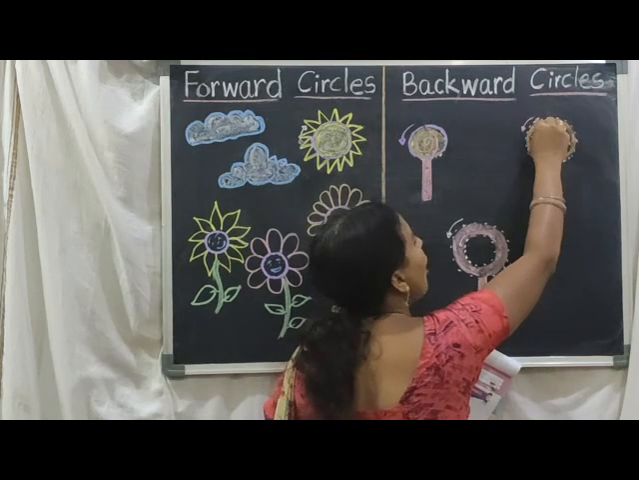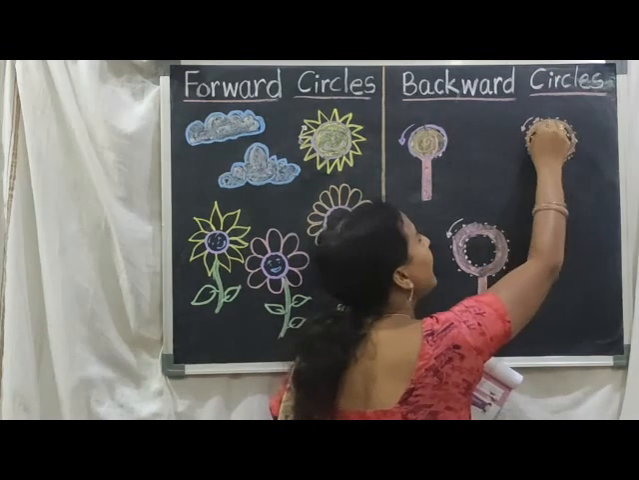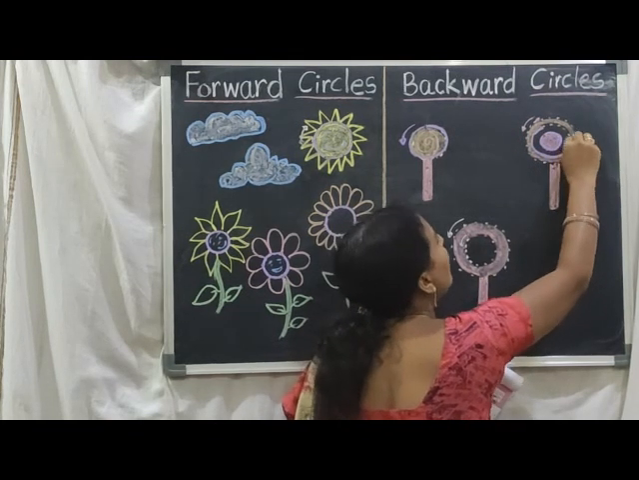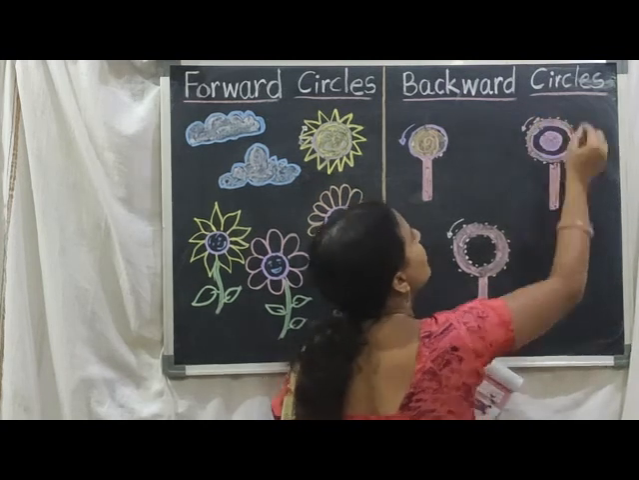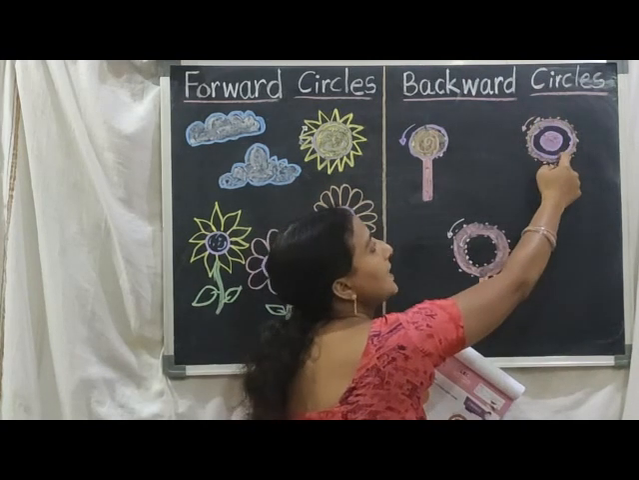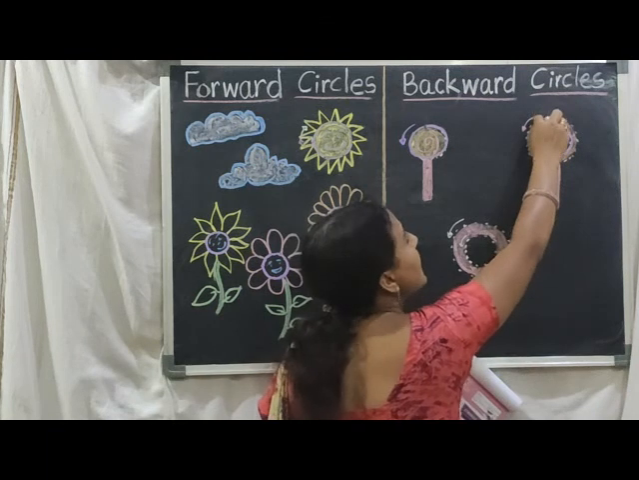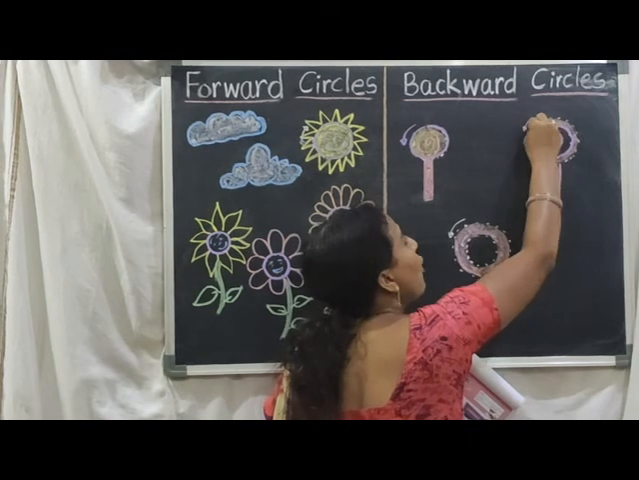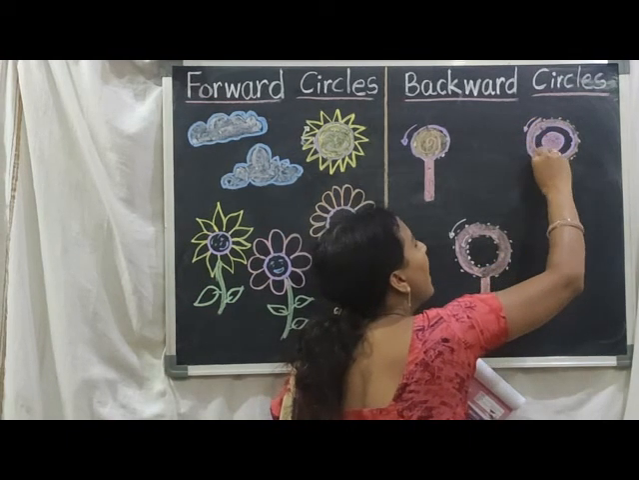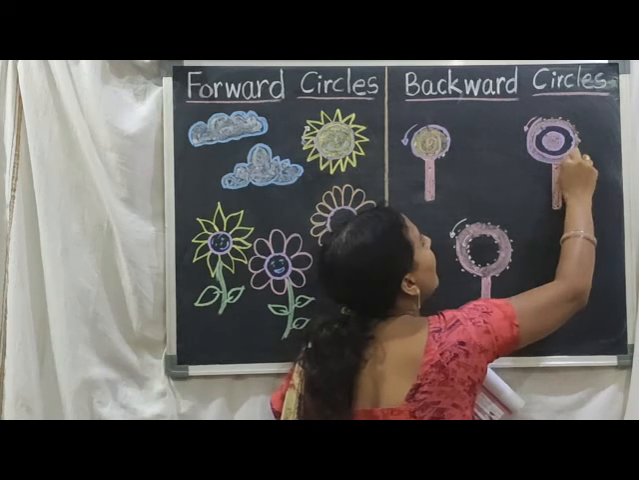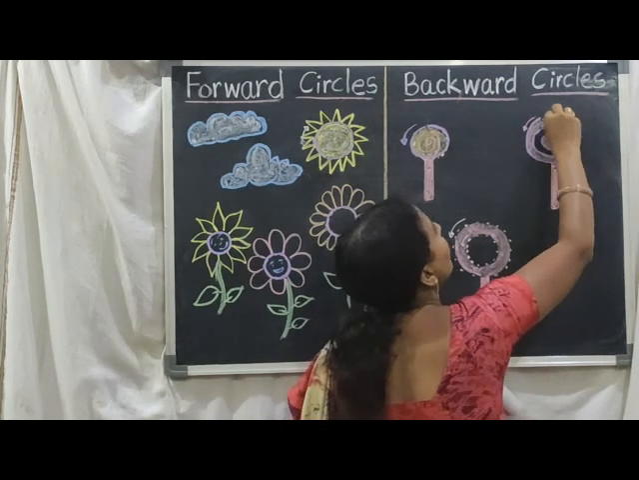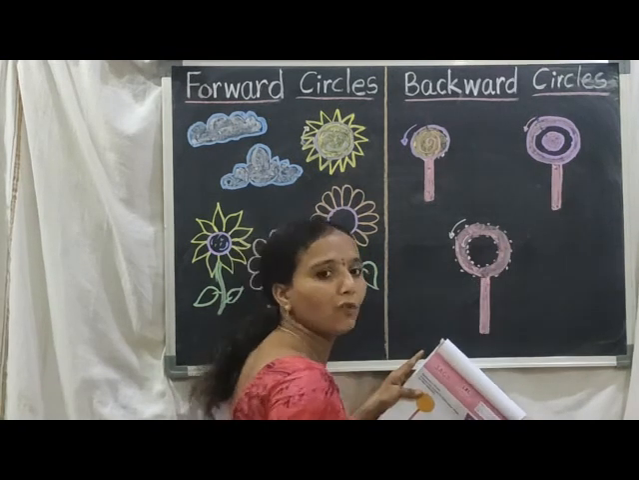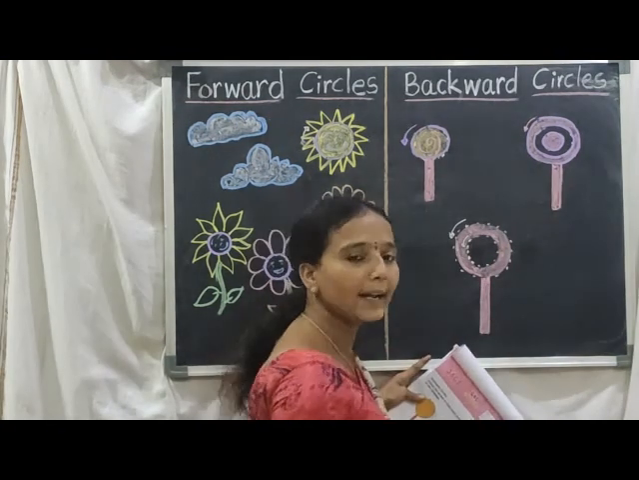Again we are seeing here a dot. Put your pencil on the dot and come down first. Down. Then go up. Like this you join this circle. Second circle. Afterwards again we are seeing here a dot. Go up. Come down first. Down. Then go up and join this. This is the backward circle. How we wrote? Backward circle.